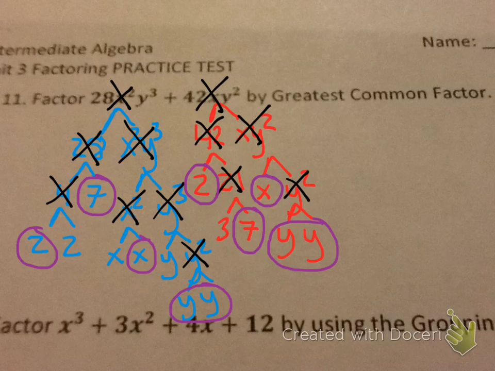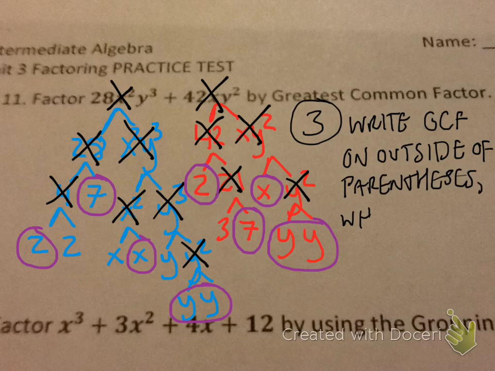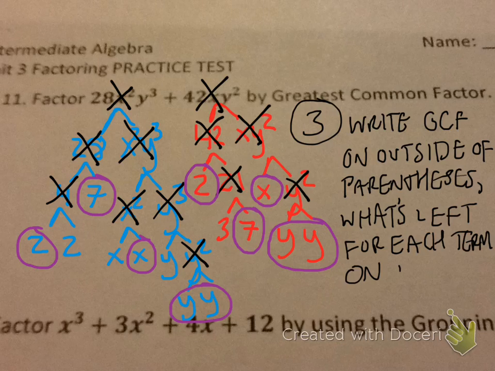So you see both terms have two y's, both terms have a 7, both terms have a 2, and both terms have an x. Our third step is that we're going to write the greatest common factor, which is all of those things we circled, on the outside of a set of parentheses. What's left for each term, we're going to write in the same order it is in our original two terms, on the inside of our parentheses.